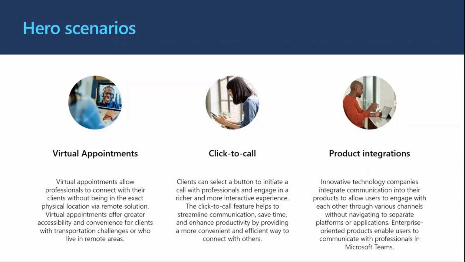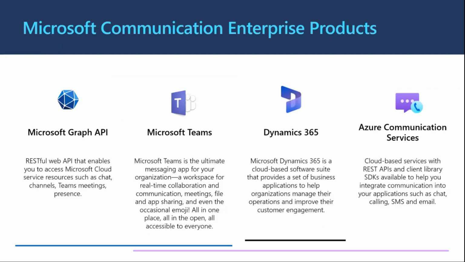The second scenario is click to call, where you want to have on-demand interaction with someone in the business, and the third one is product integrations. If you have an existing product and you would like to enrich this product with communication, audio, video, or chat communication, or SMS, for example. What type of products do we use in Microsoft for providing communication? The first one that we are using right now is Microsoft Teams. So this is the application that you can use.